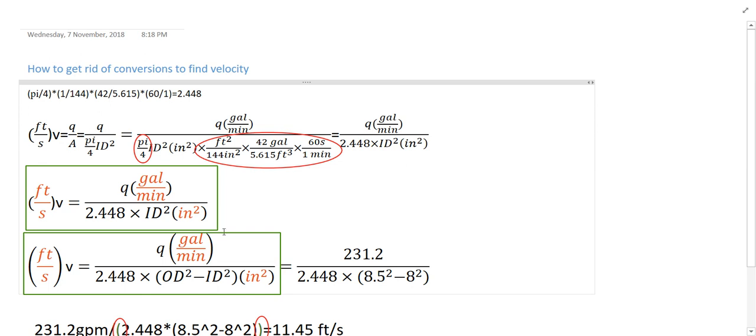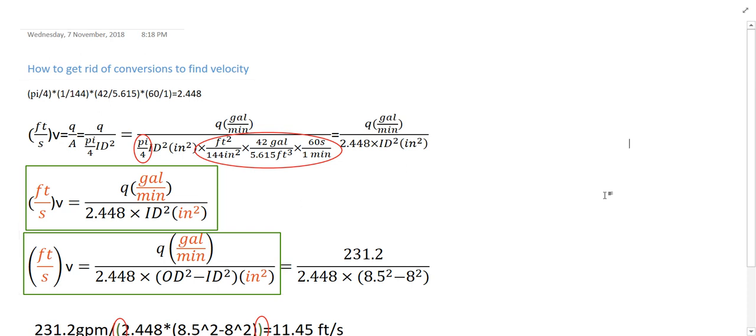The other thing, if it's in the annulus, it will be the same. You just need to use the OD to the power of 2 minus ID to the power of 2. The units are the same, so just remember the unit, the equation, and the constant that we have over here, then easily you can find the velocity.